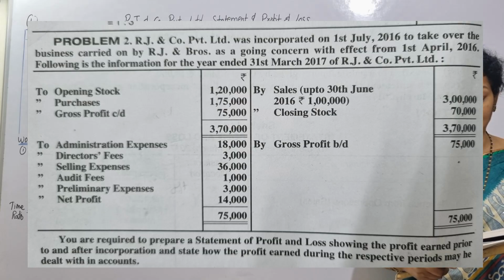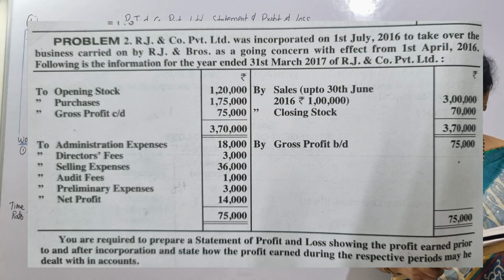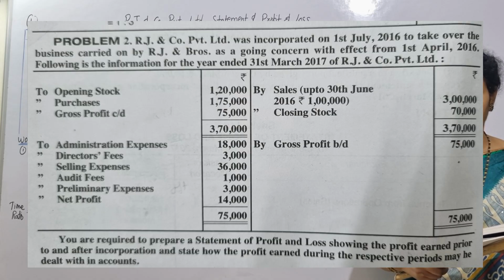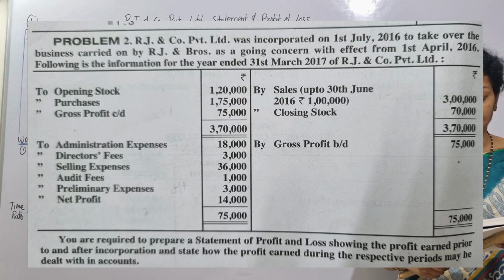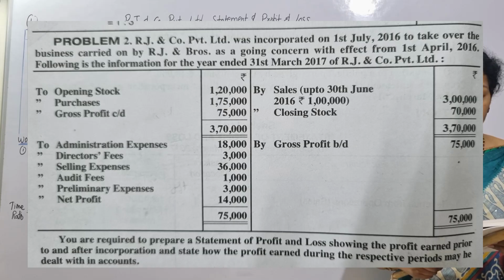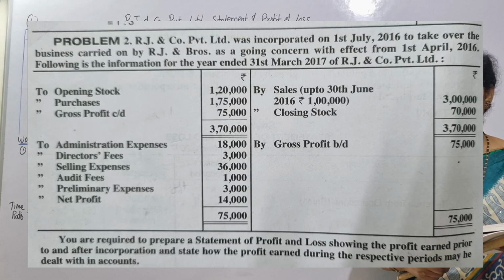And what did they say? Sales, in brackets, up to 30th June 2016, 1 lakh. Out of 3 lakh, up to 30th June is 1 lakh, which means the rest, 2 lakh, is after 30th June till the end of the year. So this is about the trading account. What do we need? Only gross profit, for allocation of gross profit in the proportion of sales. Sales we are taking to calculate the sales ratio.